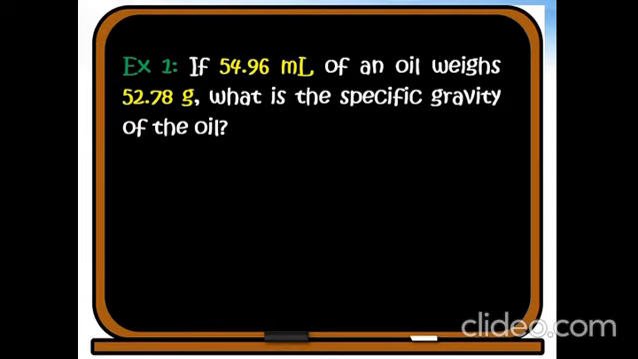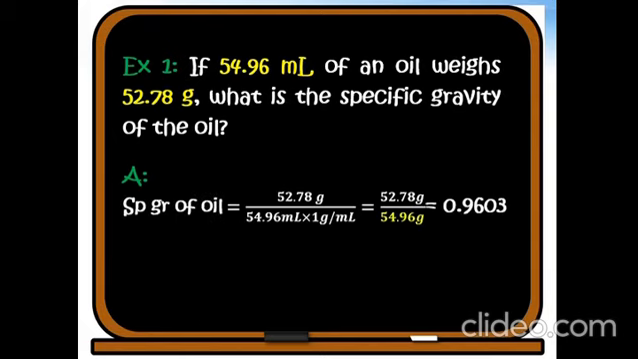If 54.96 ml of an oil weighs 52.78 grams, what is the specific gravity of the oil? Let's look at the solution. The specific gravity of oil is here. We want to figure this out. For the top, the numerator, that is the weight of this oil. And let's look at the denominator.